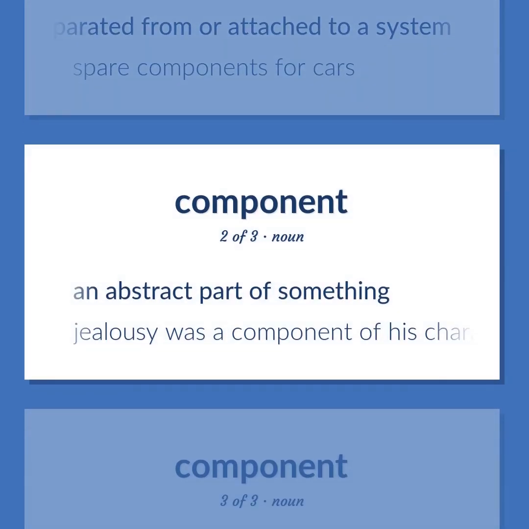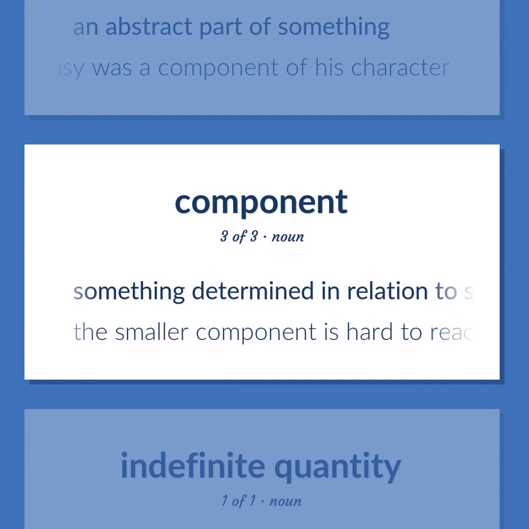An abstract part of something. Jealousy was a component of his character. Something determined in relation to something that includes it. The smaller component is hard to reach.